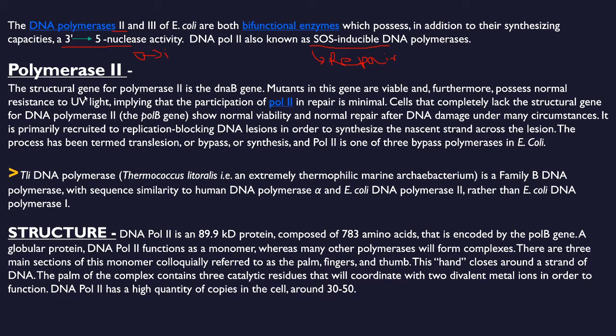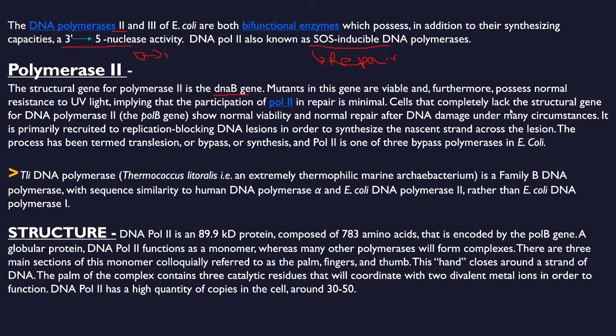Now DNA pol 2 shows some structural genes, that is the DNA pol B gene. Mutants in these genes are viable. Furthermore, they possess normal resistance to UV light, implying that the participation of pol 2 in repair is minimal. A mutant in DNA pol 2, that means DNA pol 2 is recessive, or we can say that it is off, but the DNA strand can still be synthesized. So we can assume that the function of DNA pol 2 is minimal.